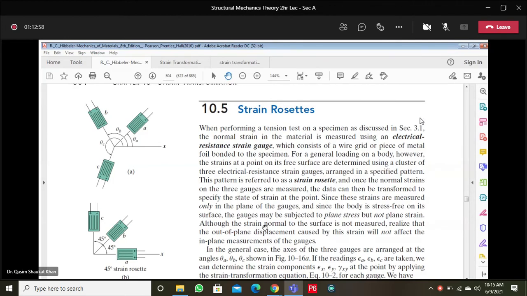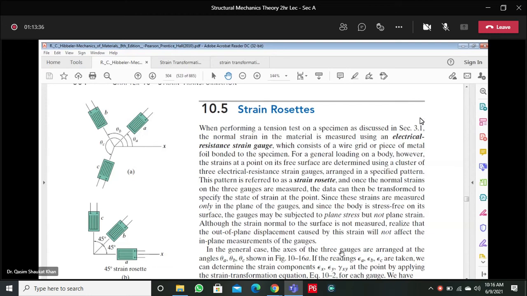So although the strain normal to the surface is not measured, realize that the out of plane displacement caused by this strain will not affect the in plane measurements of the gauges. Because the strain gauges are only measuring the normal strain, it will not affect the strain in the other direction. Fine. Out of plane displacements caused by this strain will not affect the in plane measurements of the gauges.